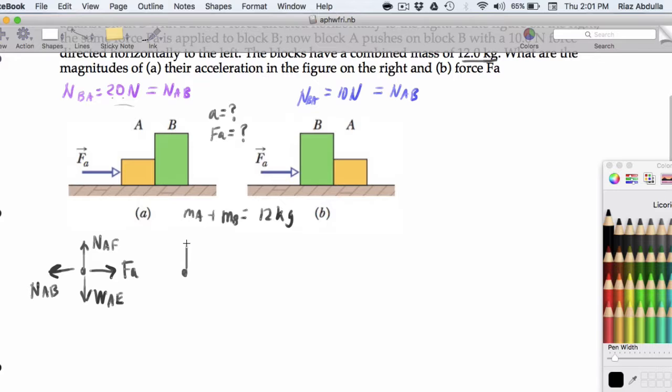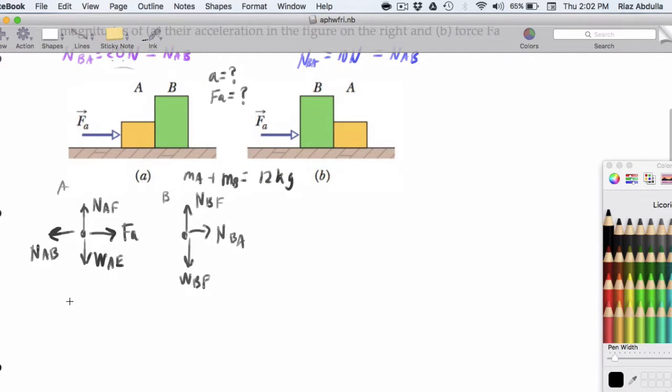And then for block B, this is block A, this is block B. We have the normal on B due to the floor, the weight of B due to the earth, and the force that actually accelerates block B is the normal on B due to A. So now we can set up some equations. One small thing: since we do not have friction, I am not going to worry about the vertical components, because I only need vertical components when I'm worried about normal forces, and normal forces come into play when I have friction. And this is a frictionless surface.